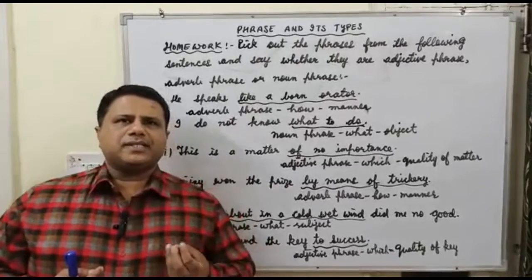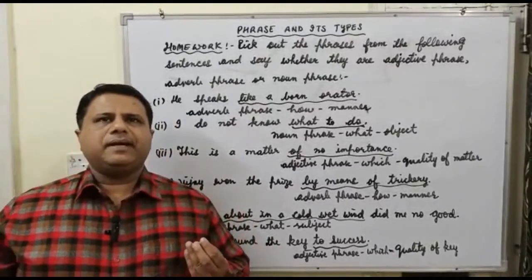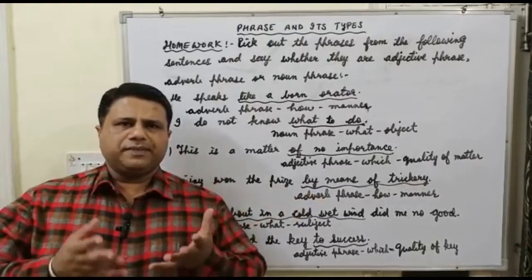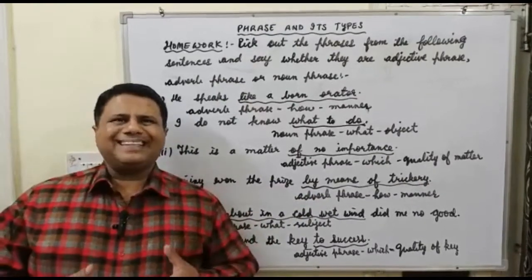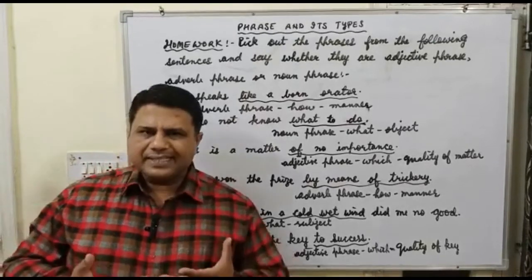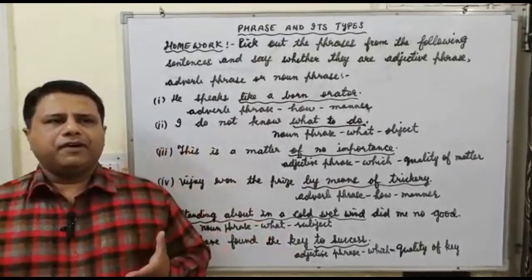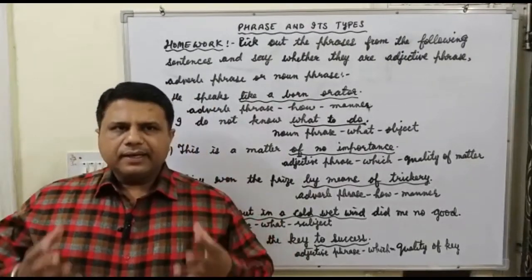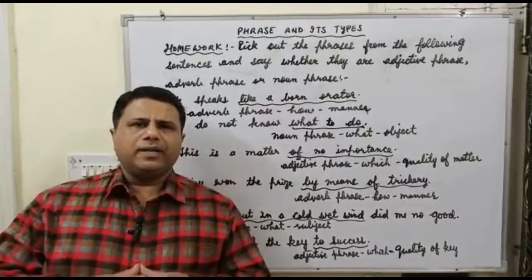I hope the meaning of phrase, the definition of phrase and its types are clear to everyone, right? Phrase is a group of words without tense element. Adjective phrase is a group of words without tense element that does the role of an adjective. Adverb phrase, group of words without a tense element that does the role of an adverb in a sentence. And noun phrase is a group of words without a tense element that does the role of noun in a sentence.